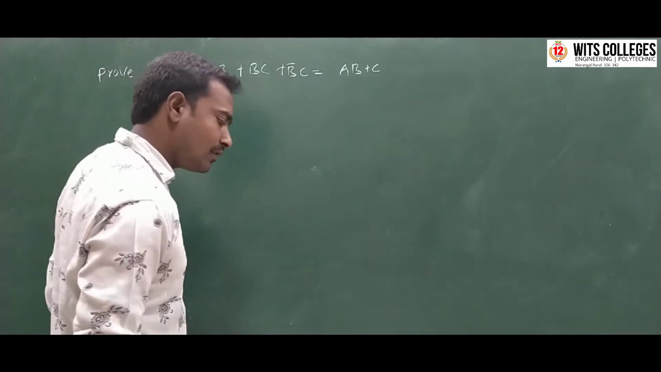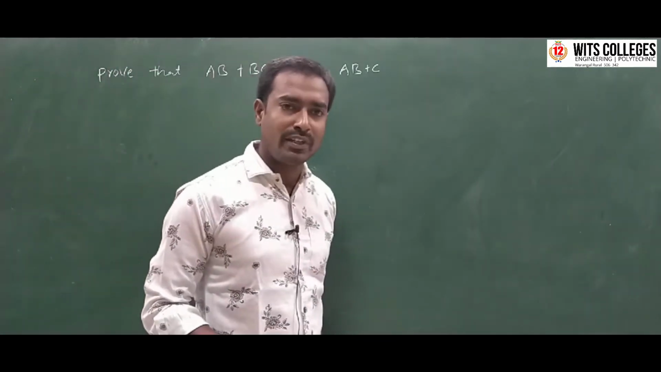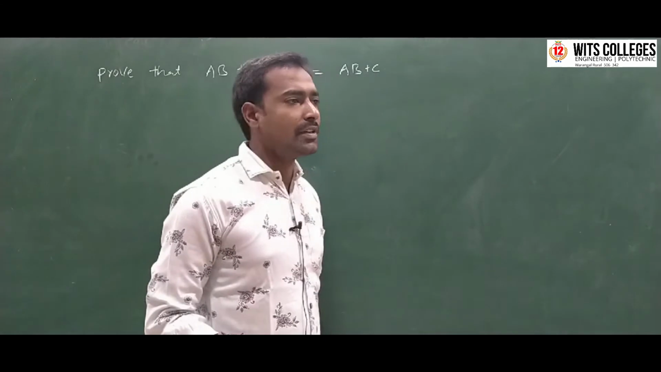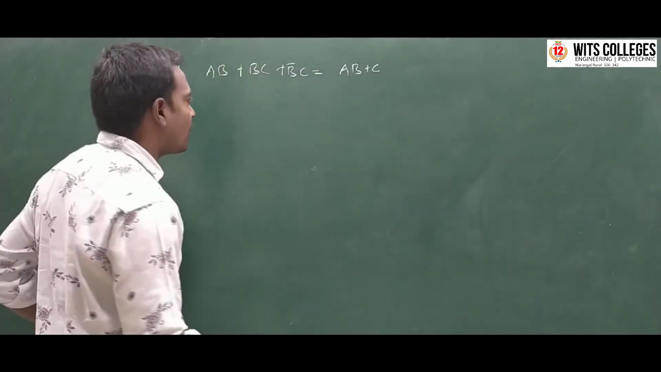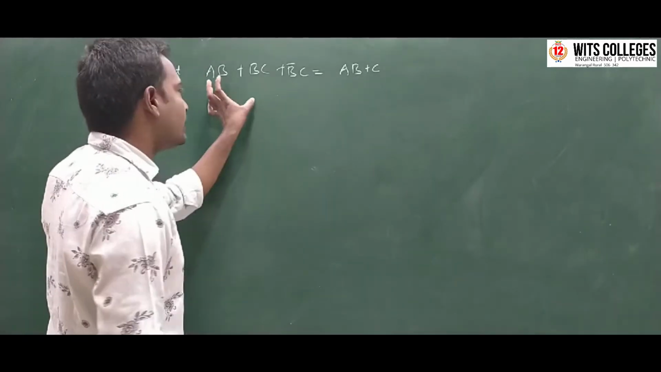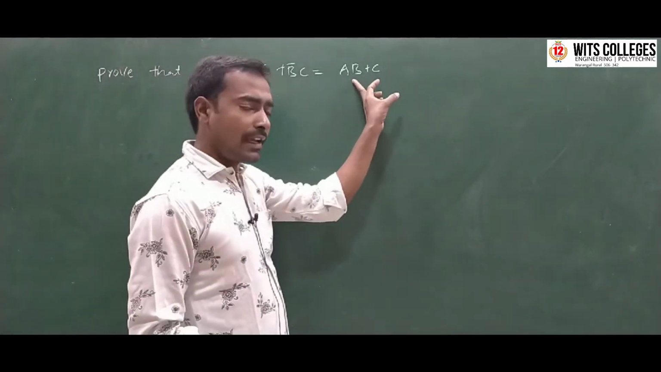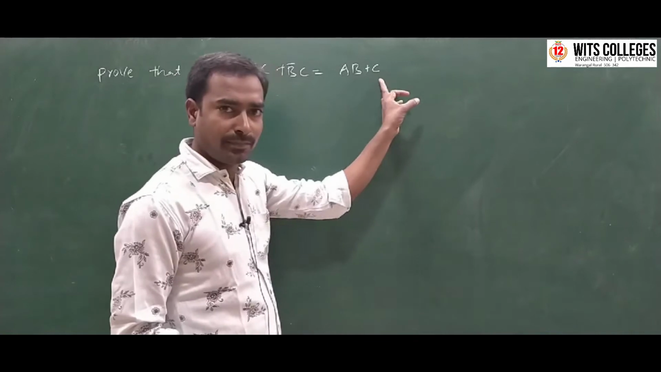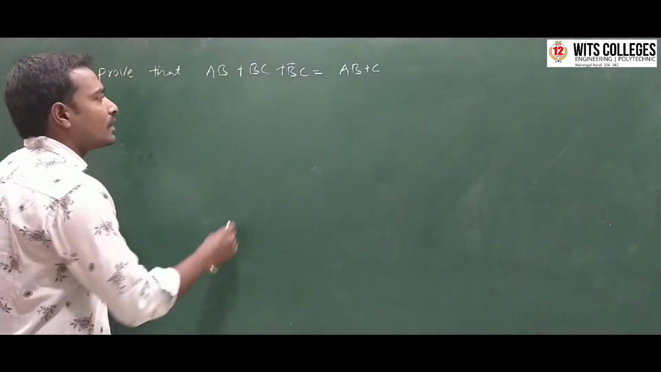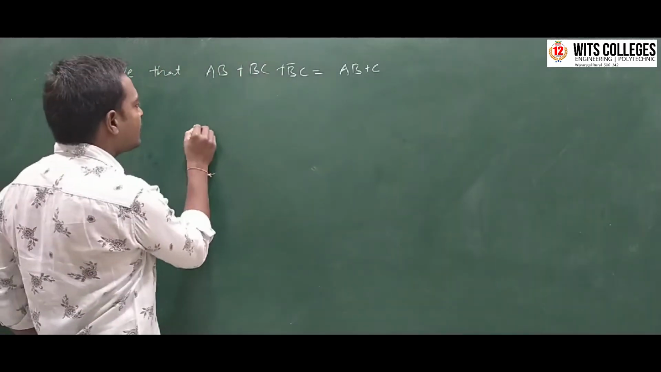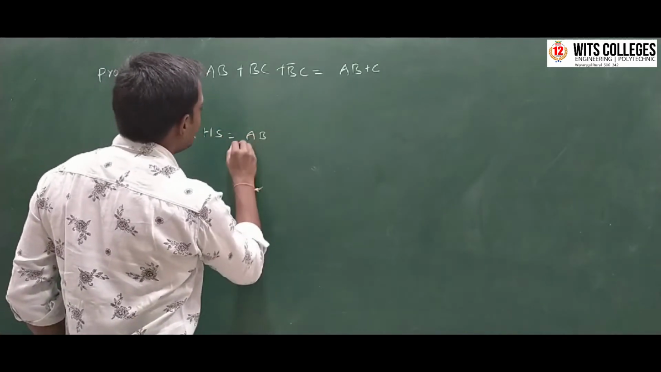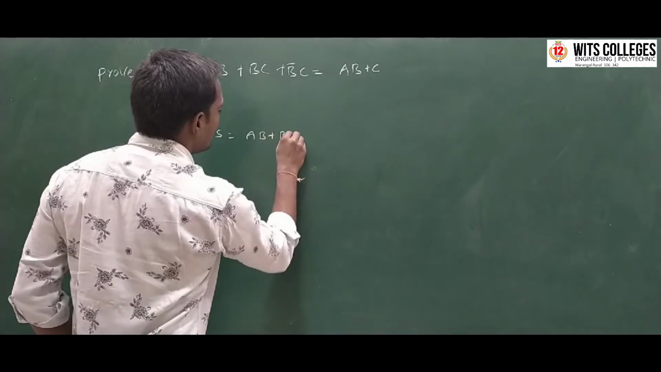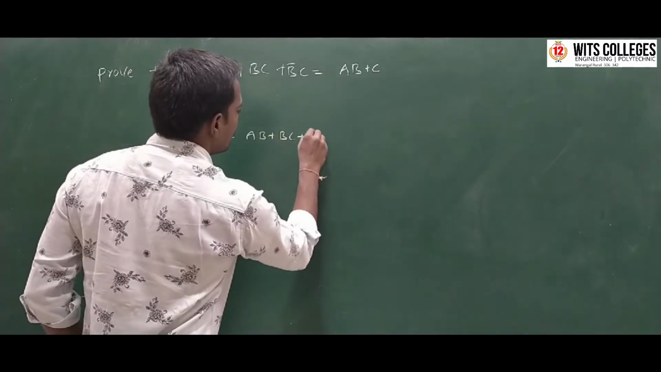We have different types of Boolean laws and Boolean theorems, like De Morgan's theorems. By using all those Boolean laws and theorems, we can simplify the given expression into AB + C. Coming to the LHS, LHS is equal to AB + BC + B̄C.